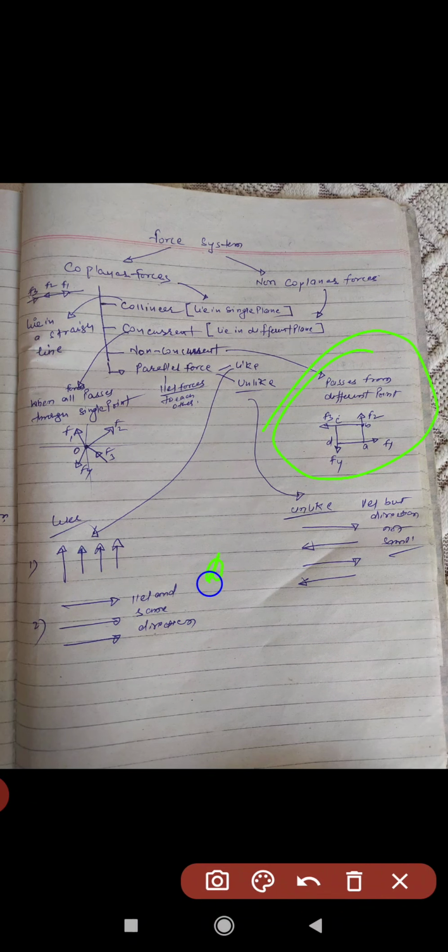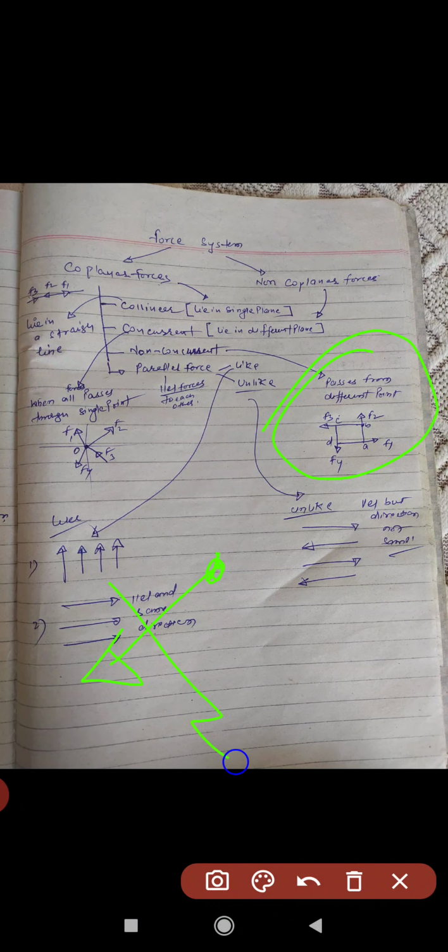Those forces we call concurrent forces, and non-concurrent forces means not passing through the same point. Means if a point is here, a force comes here and another force is here and here in the same plane. All the forces are in the same plane, but the forces are not passing through a common point. Anywhere it can move, but in the same plane. So this is all about concurrent and non-concurrent forces.